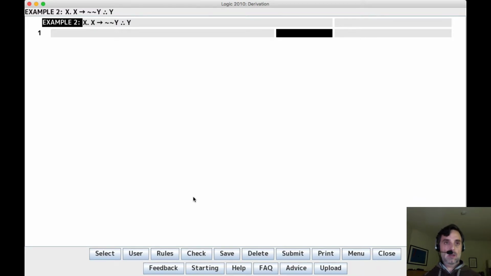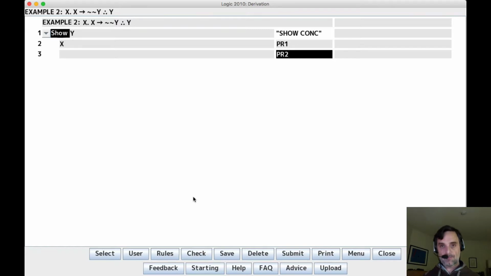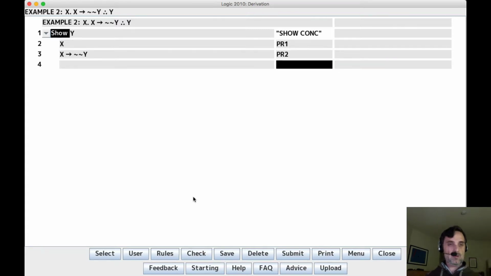So again, here we have, well, we don't actually even need to look at the argument yet, because we know always we do show conclusion first, and that's y, good. And then we want to bring in each of the premises, and there's only 2, so there is no third premise. So here are our 2 premises. We have x, and if x, then not y.